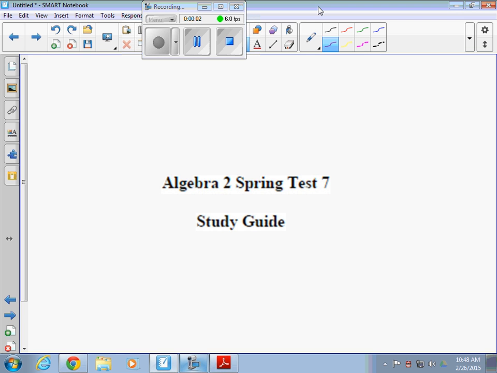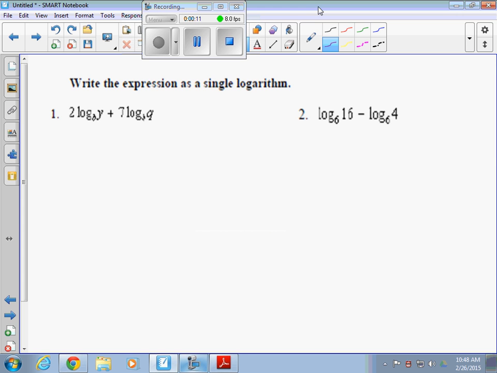It's Algebra 2, spring test. This is really only test number 5, but I'm calling it 7 to make it match the week, so don't freak out if you see test 7. Study guide. Number 1 says write these expressions as single logarithms.